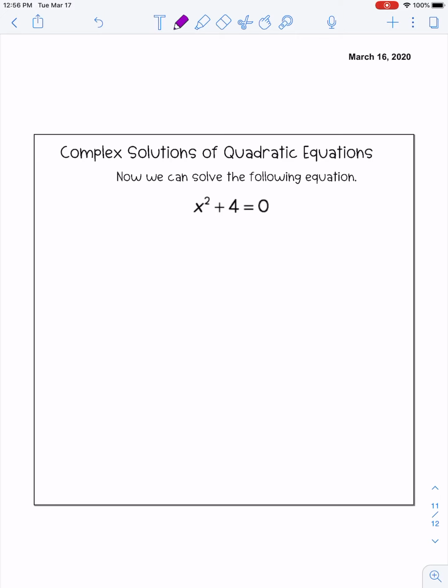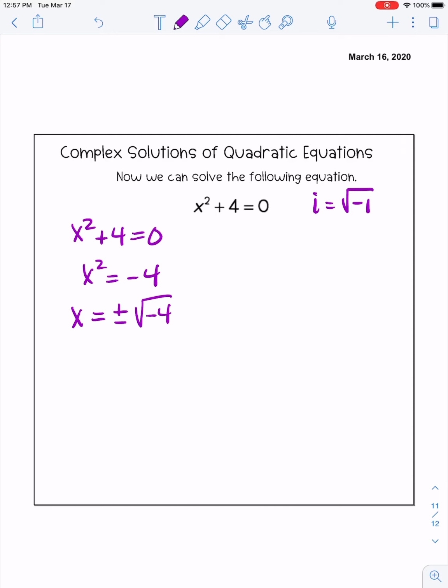So now we're solving quadratics that have complex solutions. So we can solve this one of two ways, right? x squared plus 4, we can solve it like we would solve an equation by subtracting positive 4 to the other side. And then I have to take the square root, so I'm going to get plus or minus the square root of negative 4. And now that we know that i is equal to the square root of negative 1, I can actually answer this. So x is equal to plus or minus 2i.